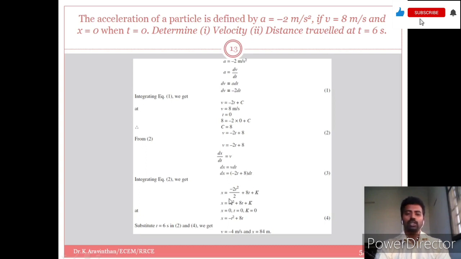If you integrate this, you will get the pure component of distance. If you integrate, the differentiation and integration will vanish, and you will get only x. And if you integrate with respect to time, t will become t square by 2, and 8t will be a new component arriving, plus a constant of k.